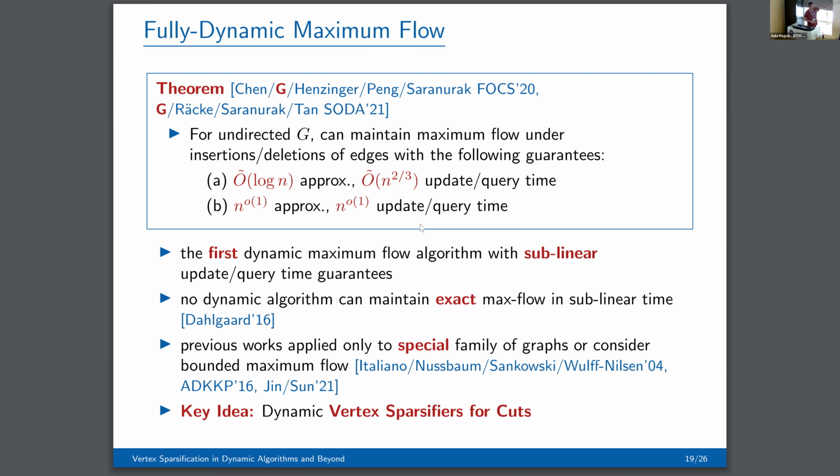And we know what exact can be done. And there were some prior works, but they looked at special cases, like special families of graphs or bounded connectivity. So now I want to tell you that this vertex sparsification also applies to dynamic max flow.